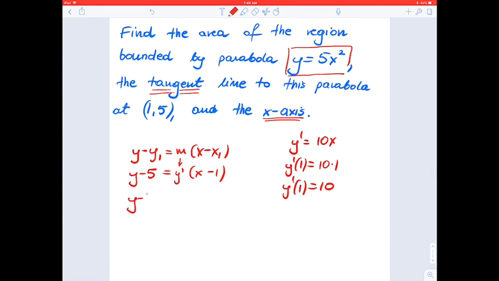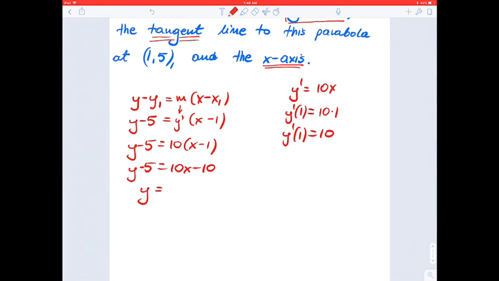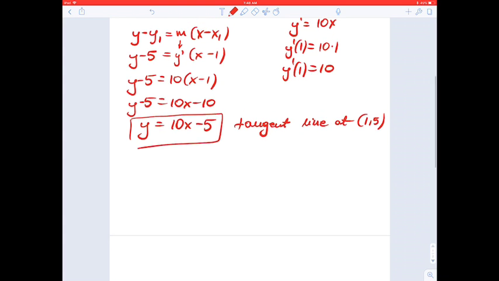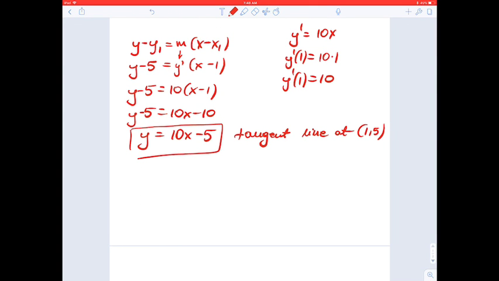I will write this way. We have y minus 5 equals 10, which is the slope, times x minus 1. I will distribute: 10x minus 10, and adding 5 to both sides of the equation, I will have y equals 10x, negative 10 plus 5 is minus 5. This is the tangent line, of course at (1, 5). Okay, now we can draw it.